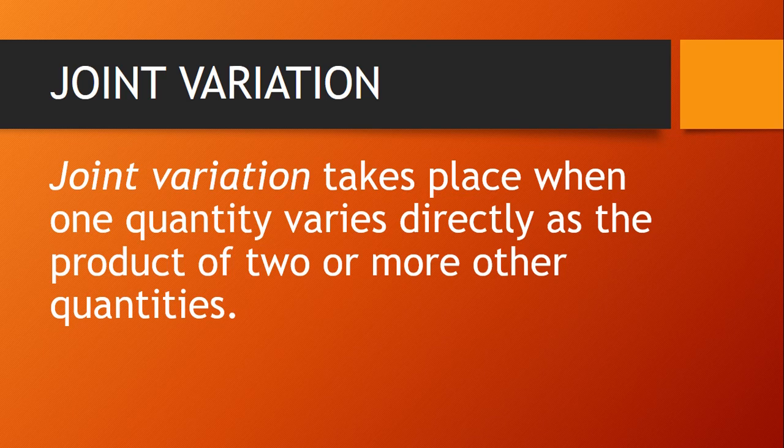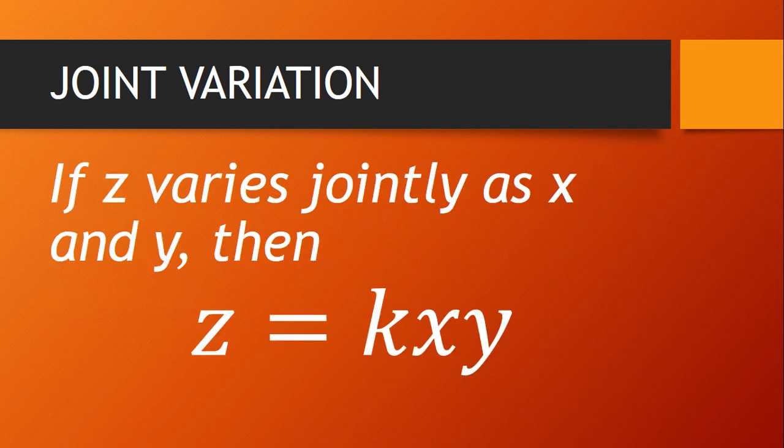Para mas maintindihan nyo, let's have an example. If z varies jointly as x and y, then z is equal to kxy. Kung saan yung k ay constant. Yan, dalawa na sila. So, yung z ay varies directly sa product ng x saka y.